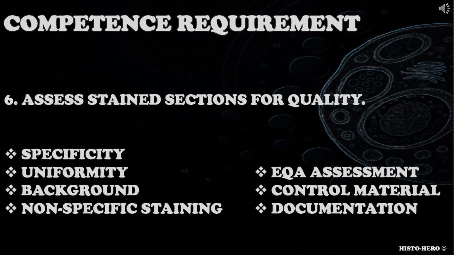The sixth competence requirement is for you to assess stained sections for quality. How would you QC stained sections of nerve biopsy? Consider specificity of staining, uniformity of staining, presence of background staining, contamination or deposits, presence of nonspecific staining, UK NEQAS assessment criteria, control material used, or documentation.